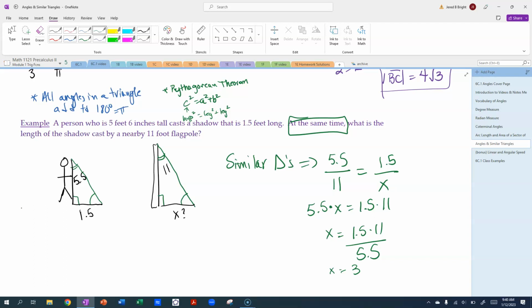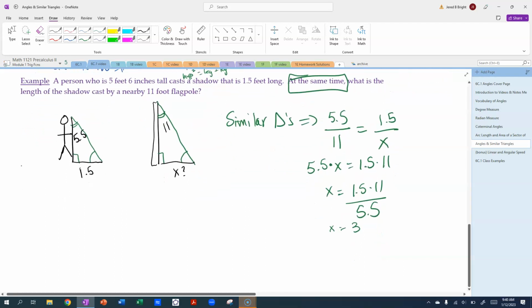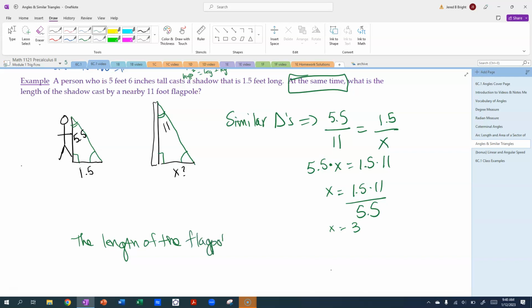Now, technically, this is a context exercise. Best practice, and something we will be looking for in written homework, is that anything we grade should be a context answer. So a sentence, right? I would say that the length of the flagpole's shadow is 3 feet.